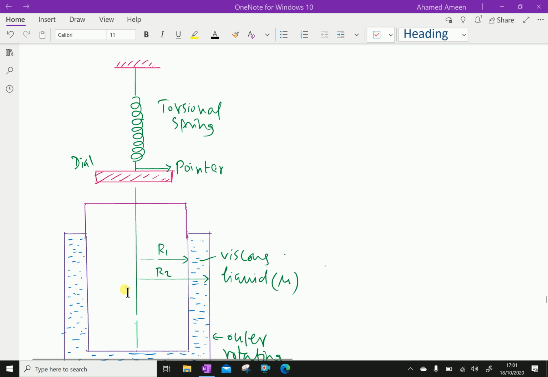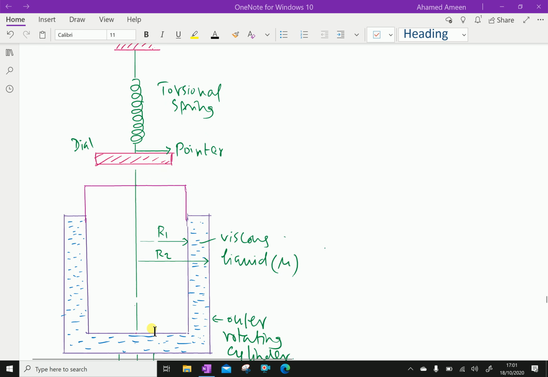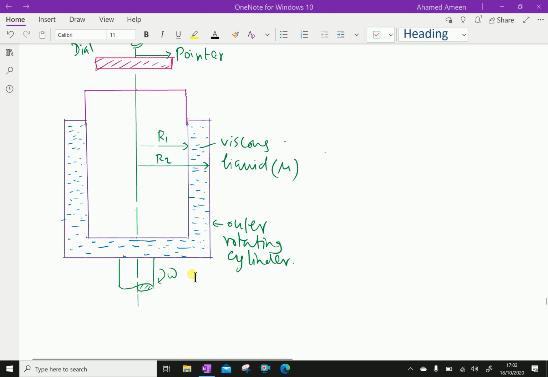The narrow space between the two cylinders is filled with a liquid whose viscosity is to be determined. The inner cylinder is held stationary by means of a torsional spring, while the outer cylinder is rotated at constant angular speed omega. The torque T acting on the inner cylinder is measured by the torsional spring.